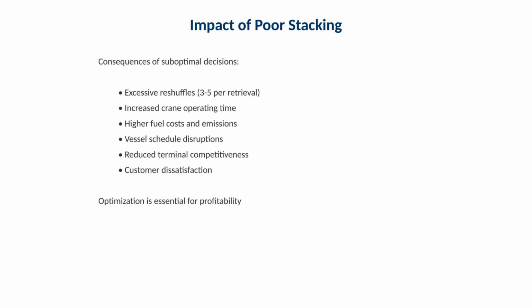Poor stacking rules show up as extra crane moves, longer truck turn times, missed vessel cutoffs, and higher operational emissions. They also create operational stress, more exceptions, more manual overrides, and more yard congestion. That is why stacking rules are not a minor local heuristic. They define whether the yard is predictable and controllable, or chaotic and reactive.